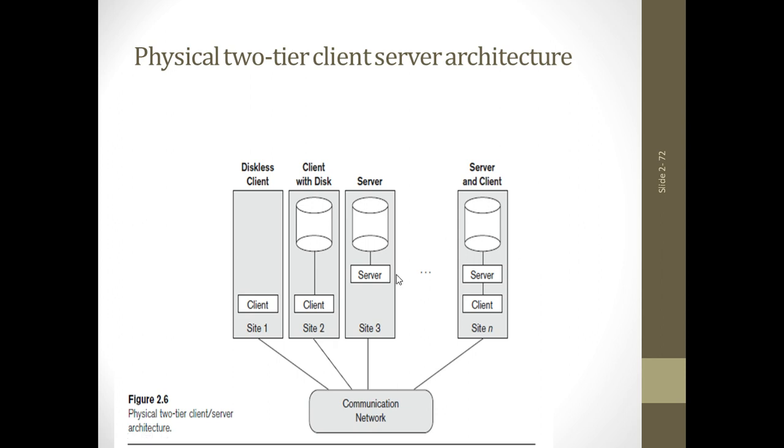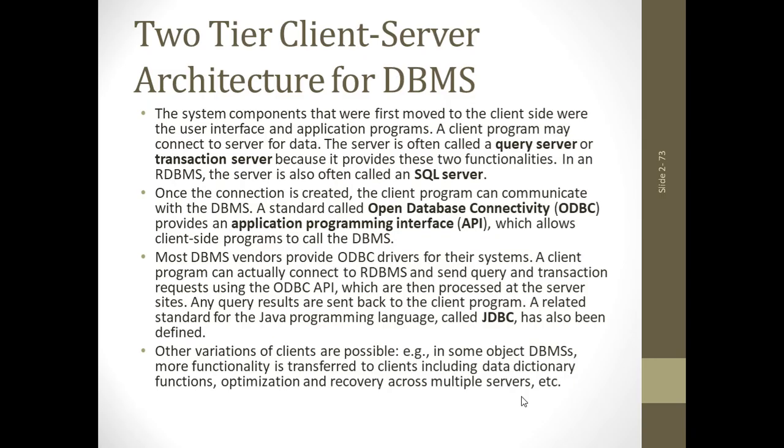So this is how physically it looks like. See, these are the clients, this is the communication network, and this is the server. This is a client with disk. So this is a diskless client. Diskless client means no storage. Client with disk. This is a server. This houses both server and a client. So there are various natures and they all communicate with each other via the network. So this is how it physically looks like.